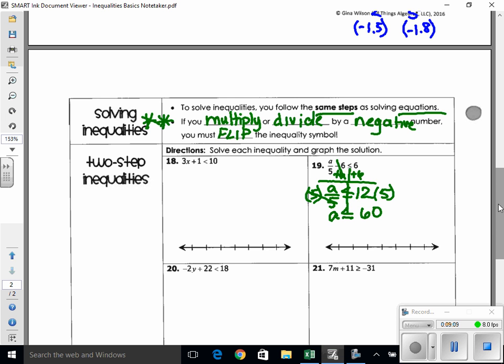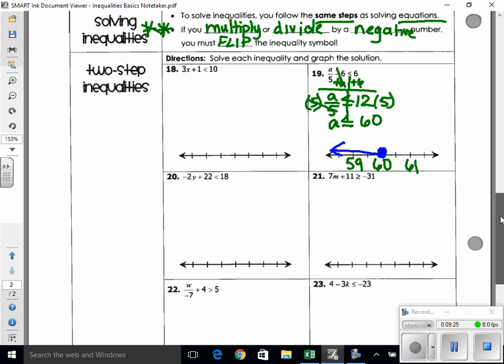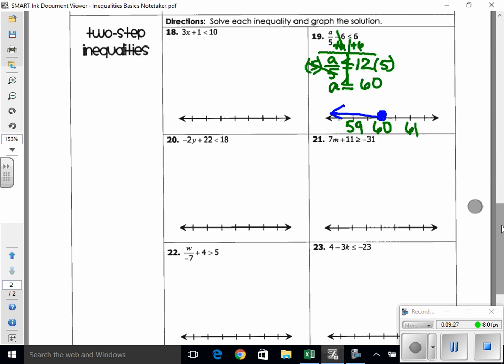And then what you want to do after that is graph it. So we put 60 in the middle, 59 on the left, 61 on the right. Less than or equal to would be a closed dot on 60, and less than or equal to goes left. So you are responsible for solving it, showing your work, and graphing the inequality you come up with as a solution. All right, so if you'll go to number 20 next.